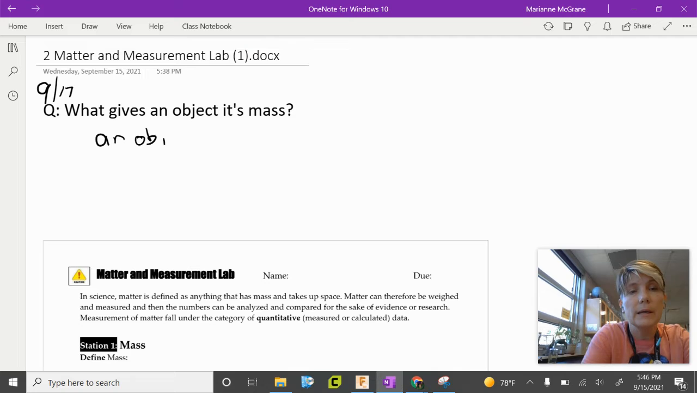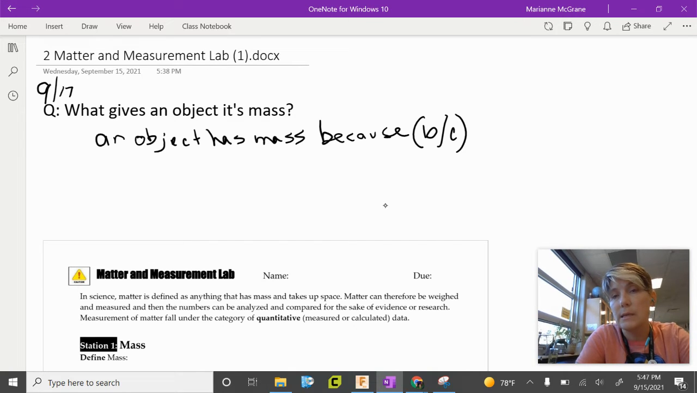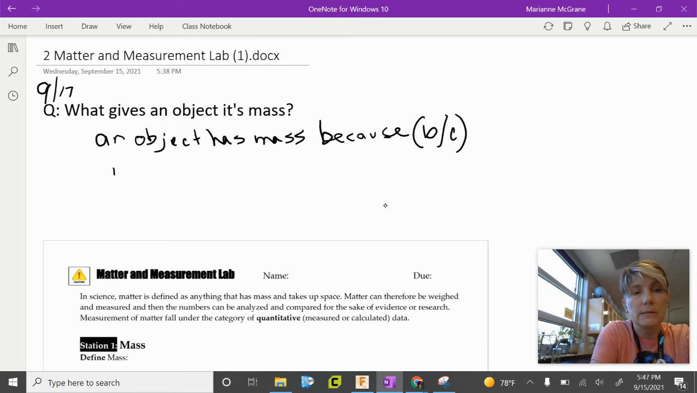An object has mass because, and in the future, I'm going to write the word because as B/C as a little shorthand for myself. An object has mass because it has matter.